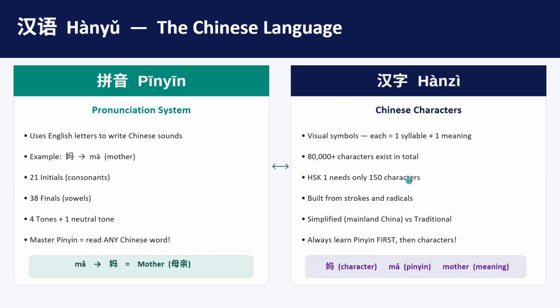The second part is Hanzi, which are the Chinese characters. Characters may look difficult at first, but don't worry. In this course, in this channel, we master pronunciation first and then gradually learn Chinese characters.